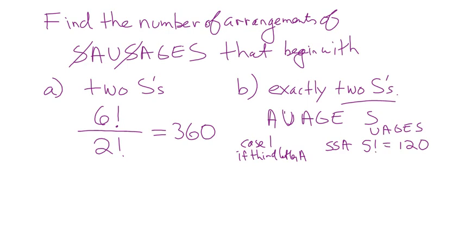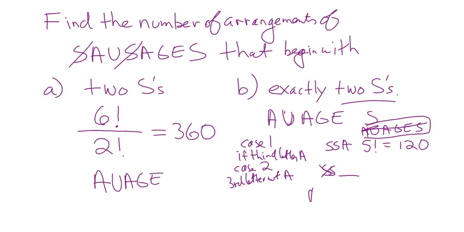So if the third letter is an A, we then have the letters U, A, G, E, S, which can be arranged 5 factorial ways. What if the third letter is not an A? So case two: third letter not A. So we've got S, S. We've taken out the two S's, but hang on, there's an A. Let's write them out: A, U, A, G, E, S. Third letter is not an A. We can choose from how many? Three, because it can't be an S, and it's not an A, so it's got to be a U, a G, or an E. So there's three.